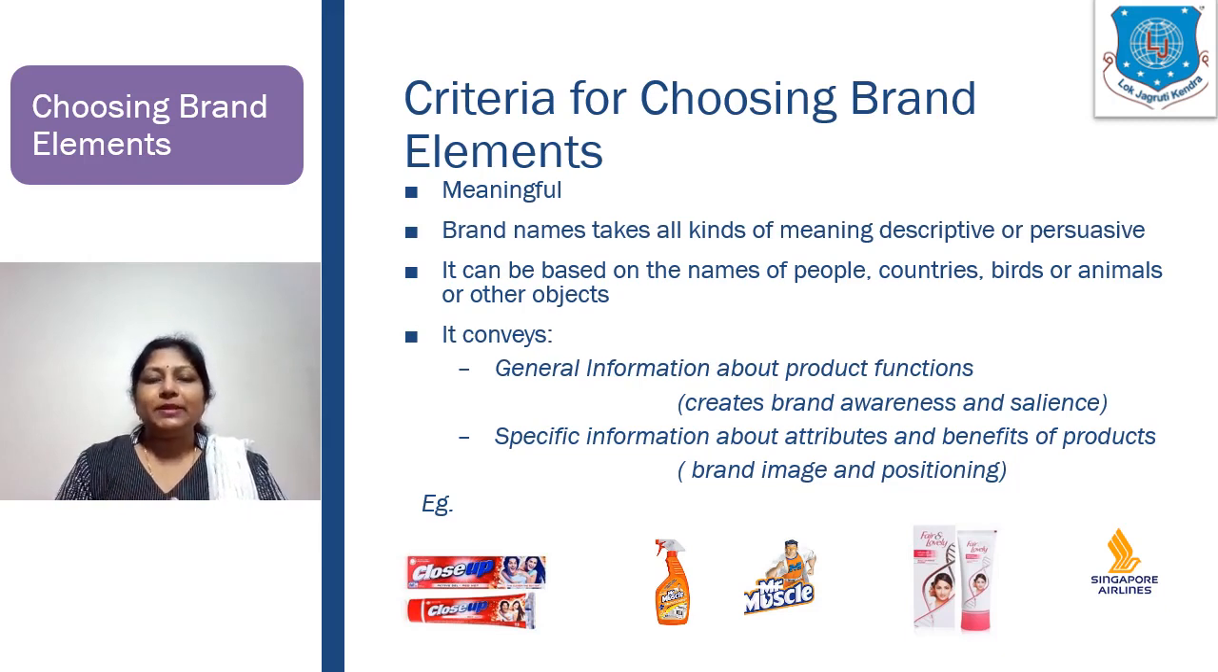A few examples of meaningful brand elements could be Fair and Lovely Cream, Singapore Airlines, Muscle Man, Close Up Toothpaste, or FedEx Couriers. The meaning is descriptive of the product, and persuasive in some, like Fair and Lovely.